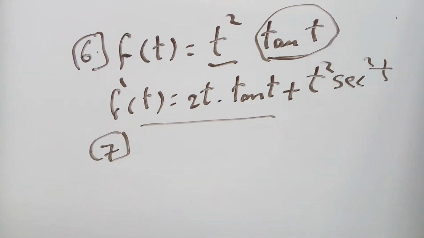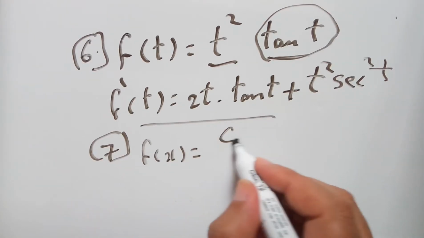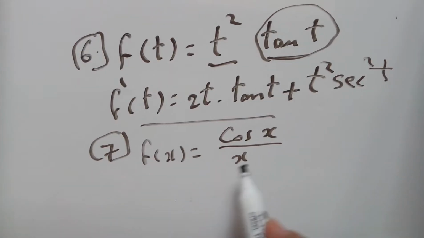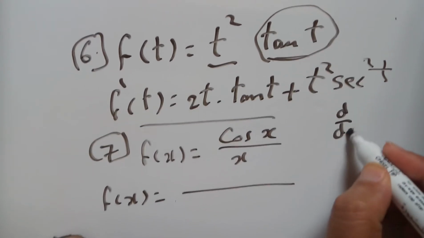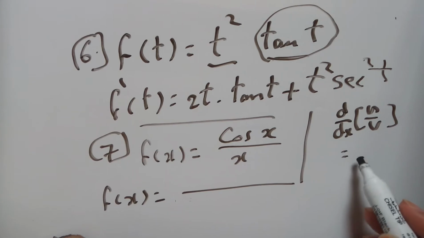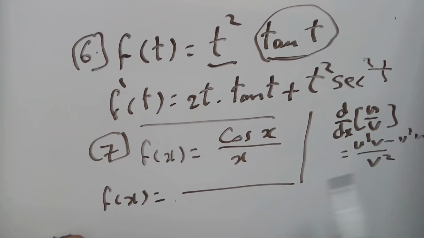Number 7, f of x is equal to cosine x over x. What is the derivative for this function? Here you can apply the quotient rule. The derivative for u over v, it will be what? It will be v squared down and u prime v minus v prime u. Apply this rule here. Then x squared.